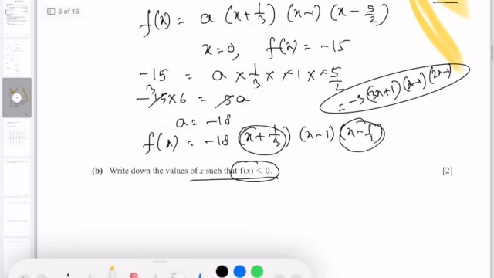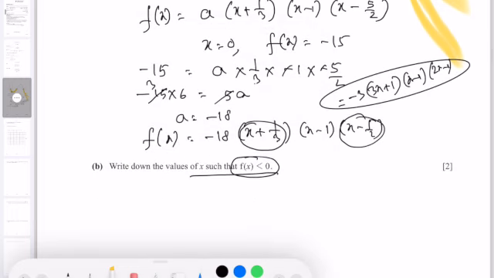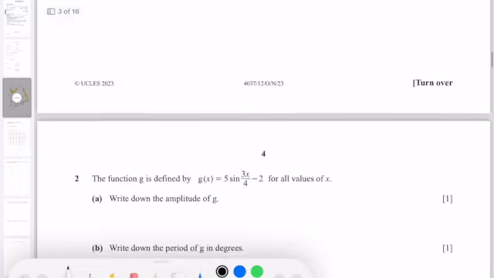So let me write here minus 1 by 3 less than x less than 1, or x greater than 5 by 2. So this is done for question number 1.